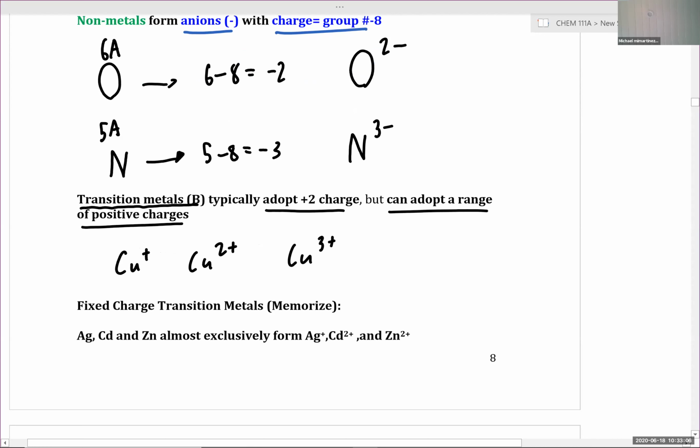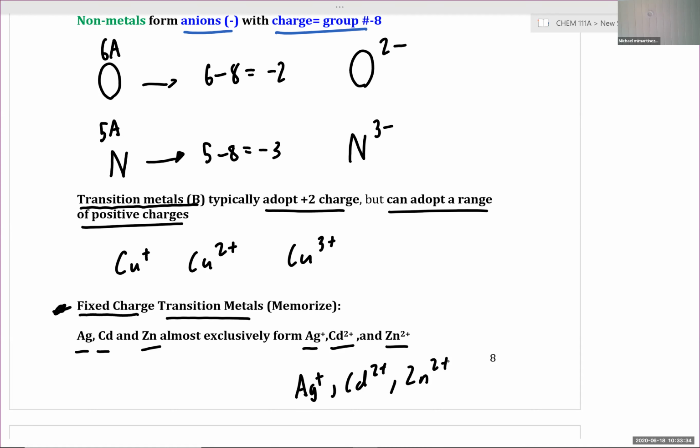However, there are some transition metals that follow predictable charge rules. These are your fixed charge transition metals, which you'll have to memorize. Silver, cadmium, and zinc form silver+, cadmium 2+, and zinc 2+. So these are the 3 transition metals with a fixed charge that you'll need to be familiar with for this class, as they do actually appear a fair amount in labs and in common chemical reactions. Does this make sense so far to everyone? Any questions so far?